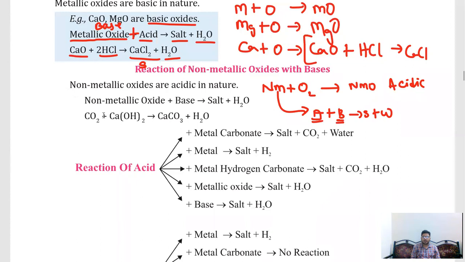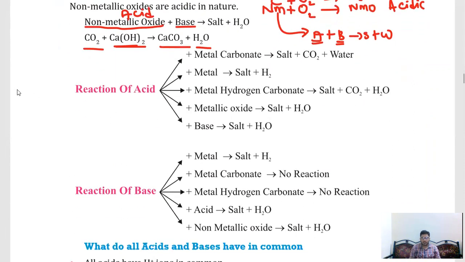We'll add a base to that. You see, to non-metal oxides we add a base because they are already acidic in nature. What we'll get is a neutralization reaction. Acid plus base gives rise to salt plus water. For example, carbon is a non-metal. Reacting with oxygen, we'll get carbon dioxide. Take that carbon dioxide, add it to a base, that is calcium hydroxide. We'll get CaCO3, that is calcium carbonate, that is salt, and water is produced.